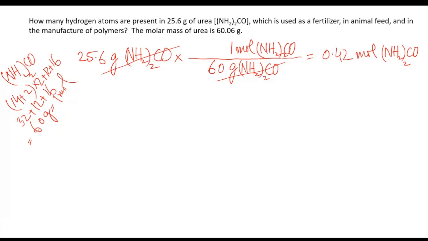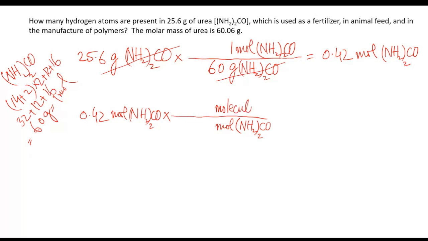Very good. Now change mole to molecules. 0.42 mole of urea, multiply and divide: mole of urea, and molecules, because it is a compound, so molecules of NH2 twice CO. When you change mole to molecule, you write 1 with mole and 6.022 into 10 to the power 23 with molecule, the Avogadro number.